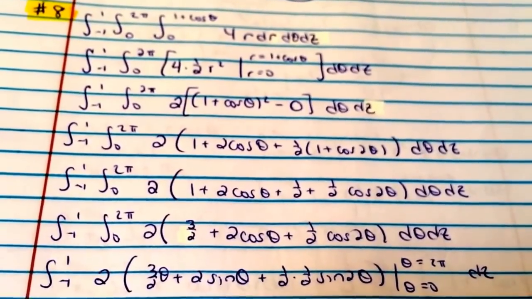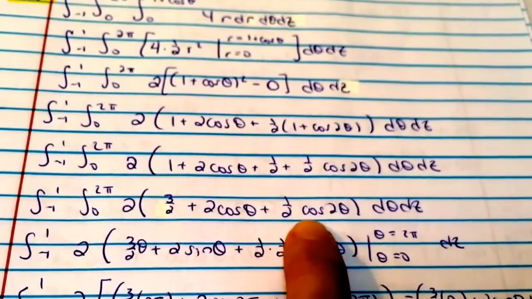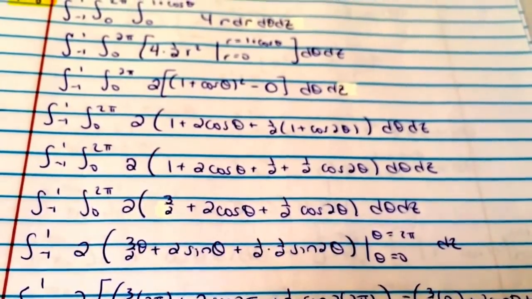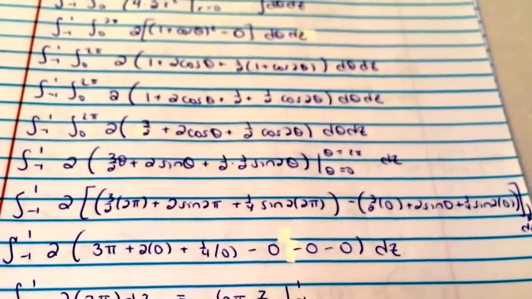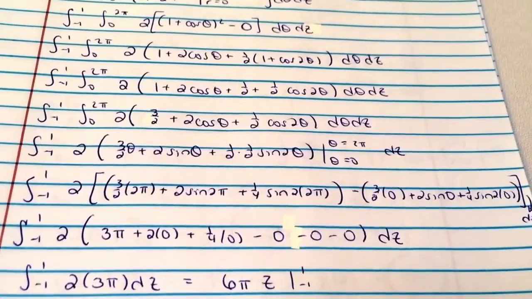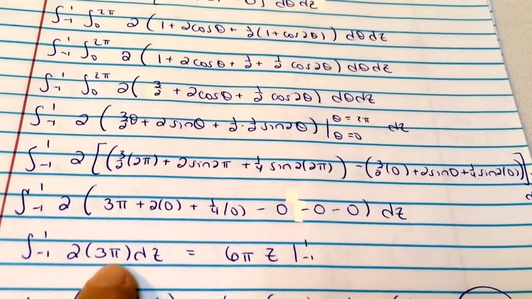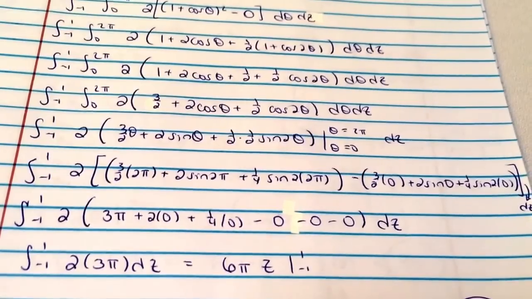Okay, so it is this before you integrate. You can distribute that too or not. It probably would have been better because it would have gotten rid of some of my fractions, but I didn't distribute it. Integrate with respect to theta next. Plug in, and then you should be here. 6 pi. Integrate with respect to z.